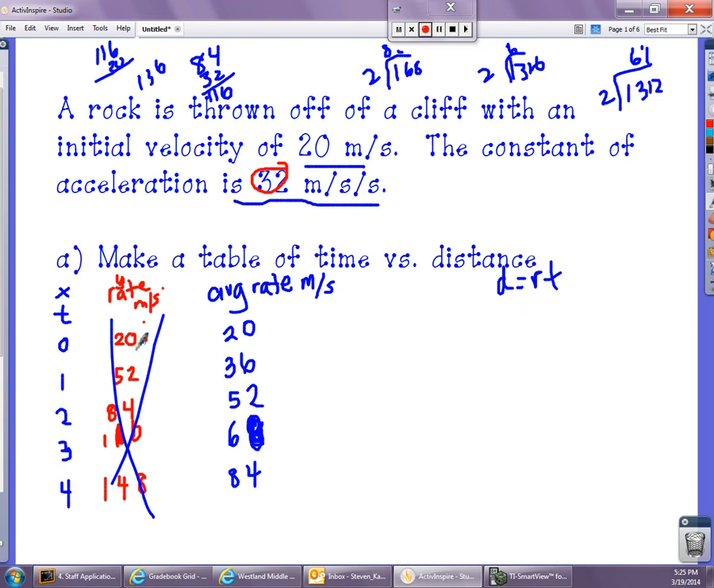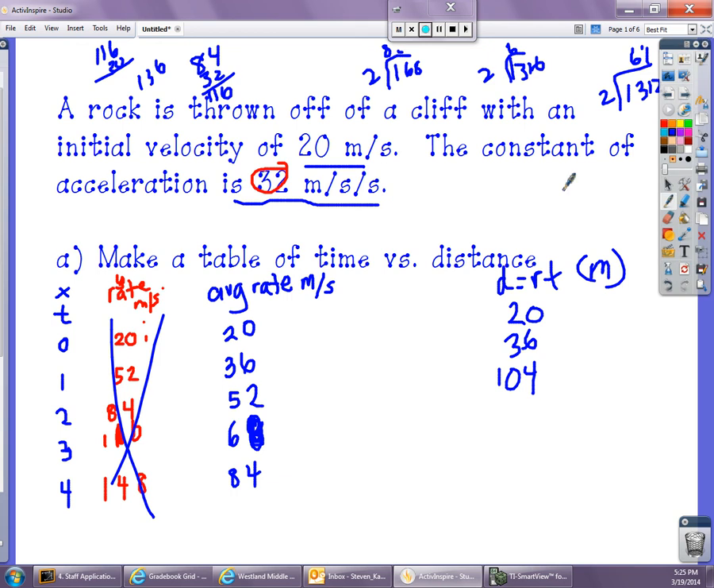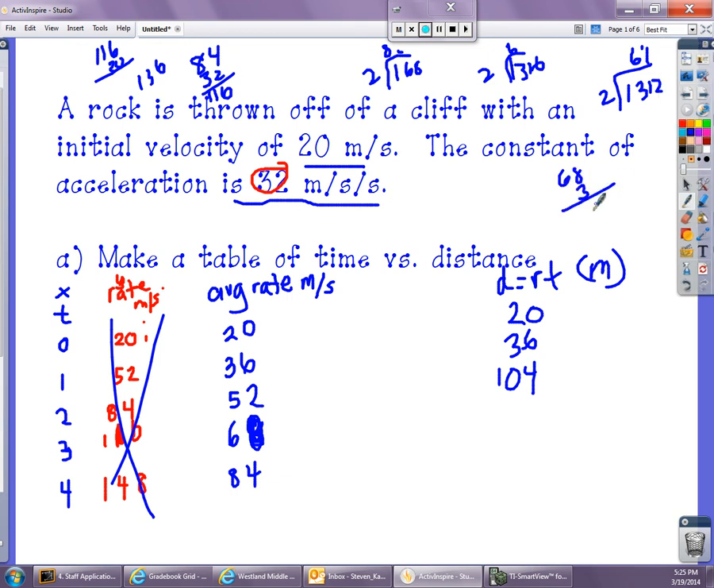So now to find our distance, all we have to do is do our time times our speed. And I know that this is all measured in meters. 0 meters. 1 times 36, 36. 2 times 52, 104 meters. 3 times 68 is 204.